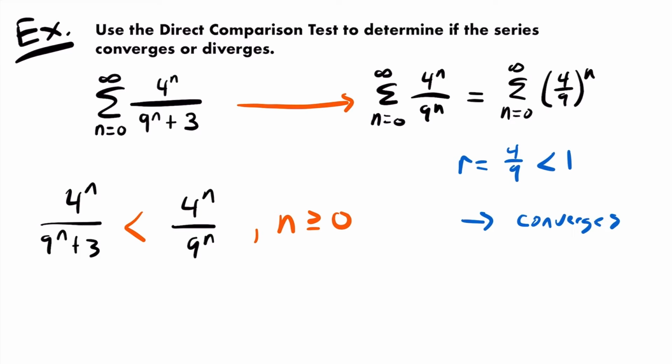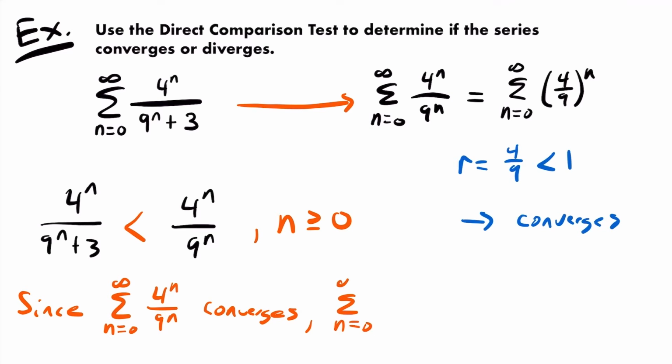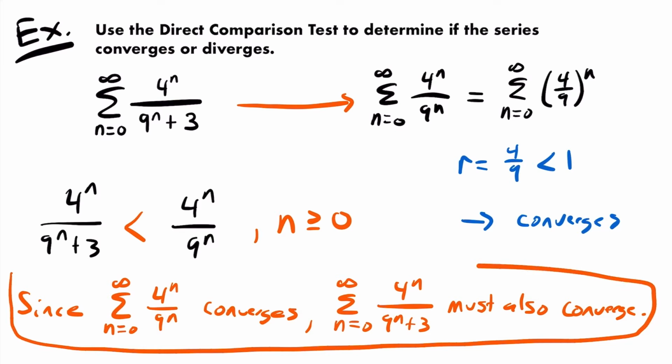And so what we can say from the direct comparison test is that since the larger series, the sum from n equals 0 to infinity of 4 to the power of n divided by 9 to the power of n converges, then our smaller series, the sum from n equals 0 to infinity of 4 to the power of n divided by 9 to the power of n plus 3 must also converge. All right, and so that is the final solution to this example.